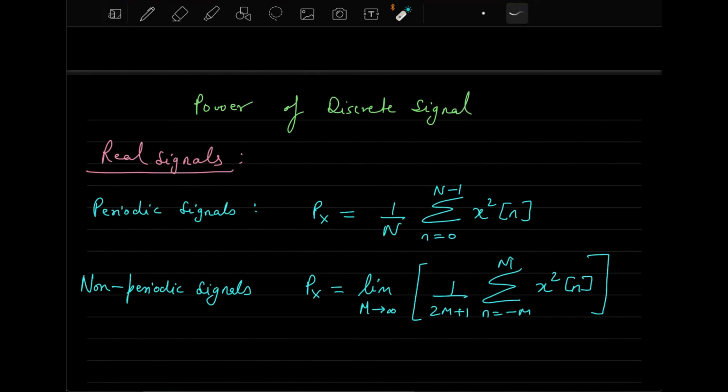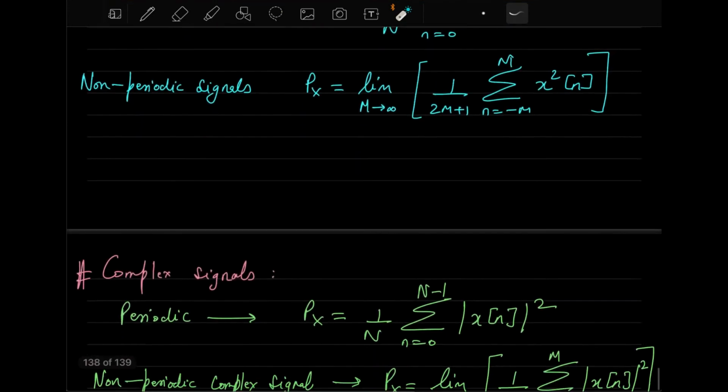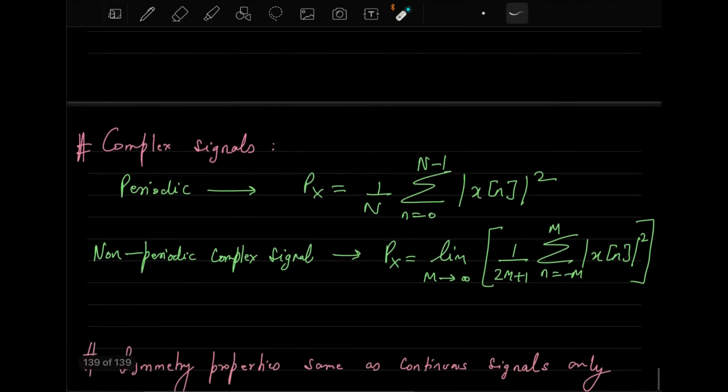For a non-periodic signal, first of all, you make the non-periodic signal into periodic, and then you move this limit apart, so that the signal will become non-periodic again. So in discrete time settings also, for non-periodic signals, if you want to calculate the power, you will do it this way. Again, it's the same thing, just repeated in terms of the discrete time setting. For the complex signal also, it will go in the same way.